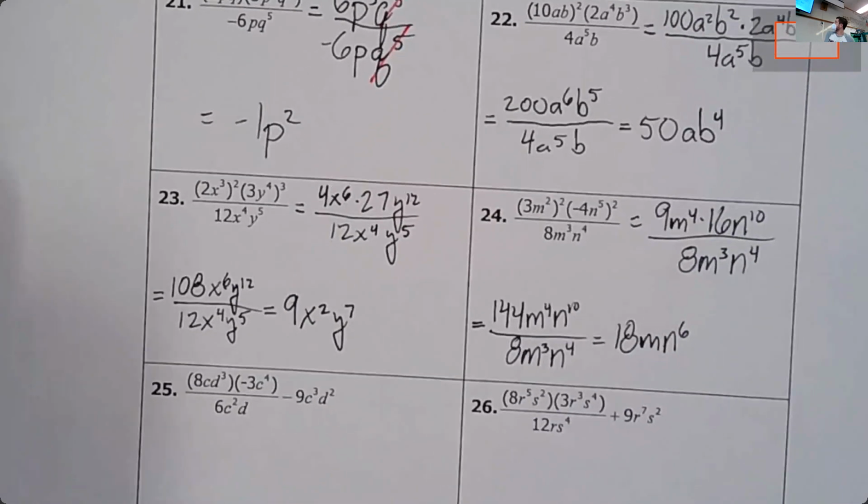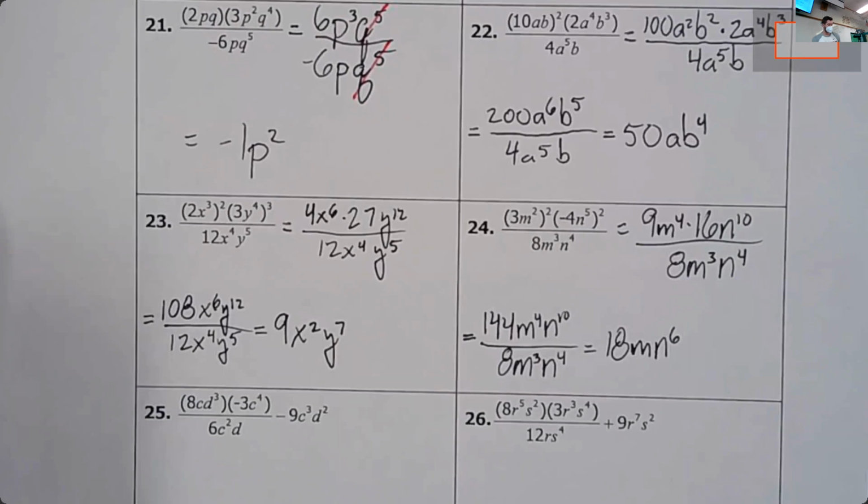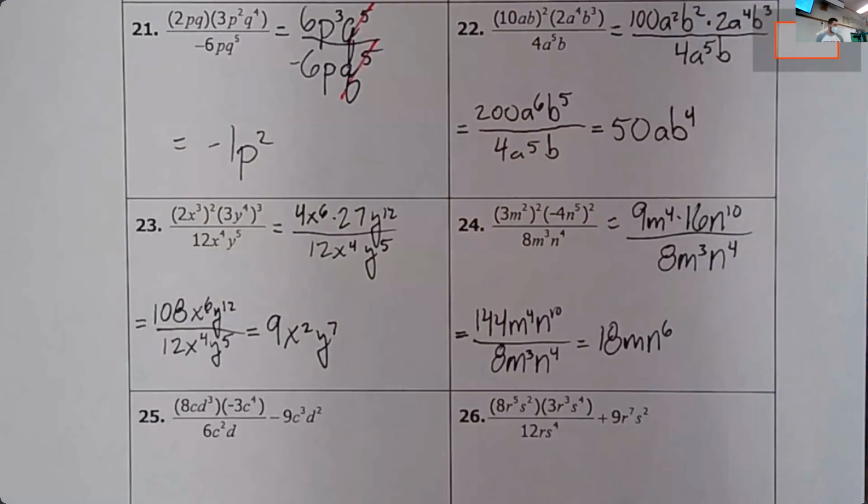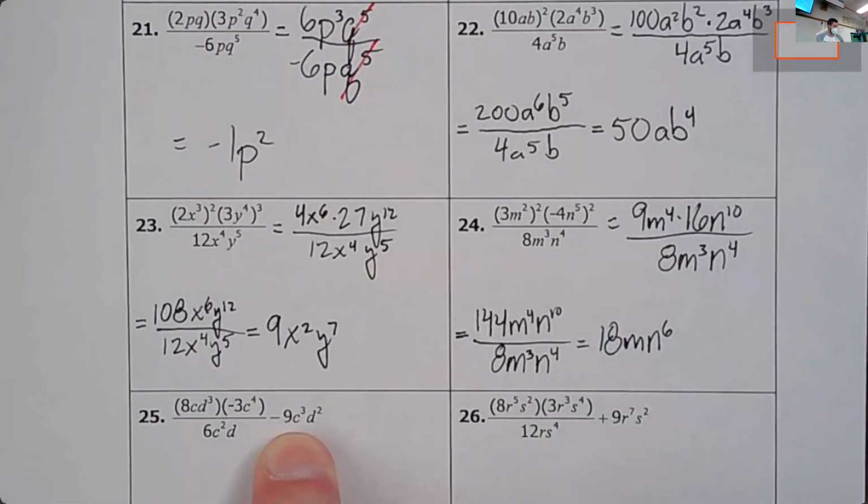So 25, it looks like we don't have the power rule on 25 because there are no exponents on the outside of the parentheses, but we do have the product rule, and we're going to have the quotient rule. We've got the product rule, we've got the quotient rule, and we're going to have combining like terms if possible at the end of the problem. So let's start working through this number 25 and see what we got.